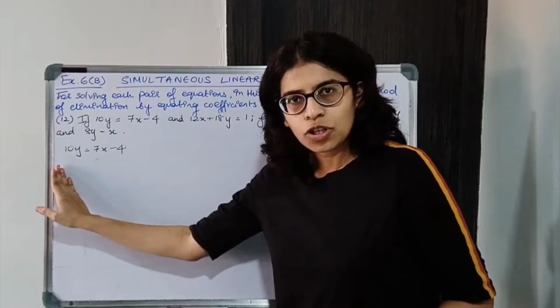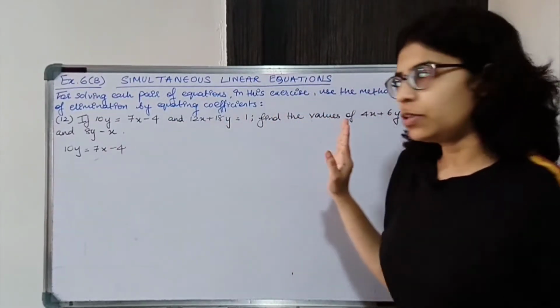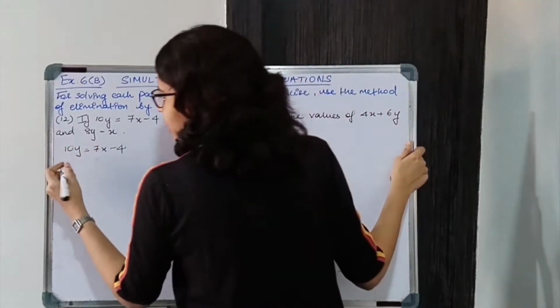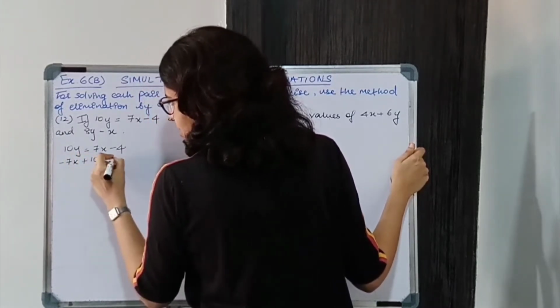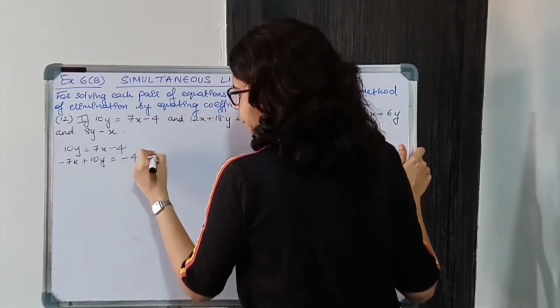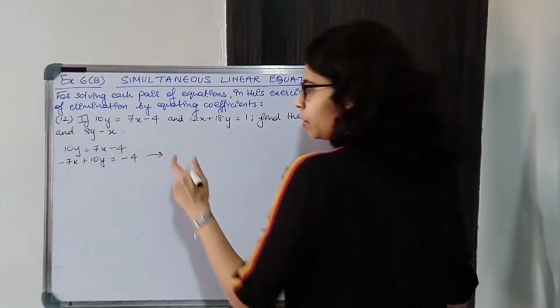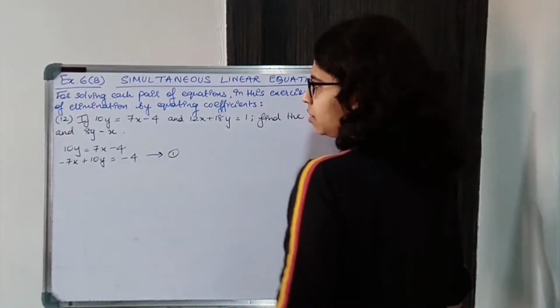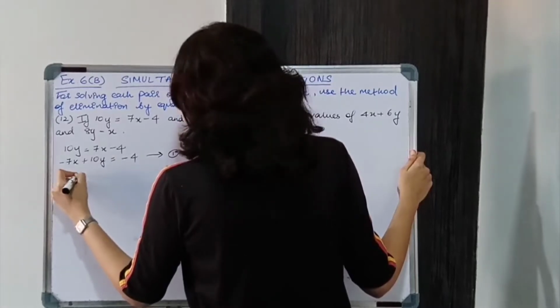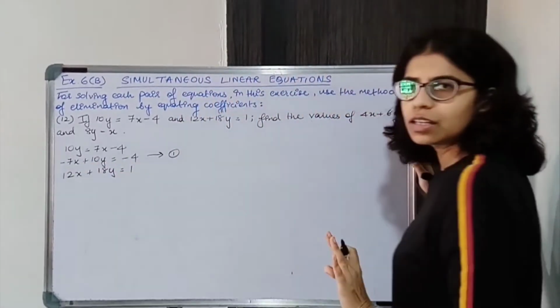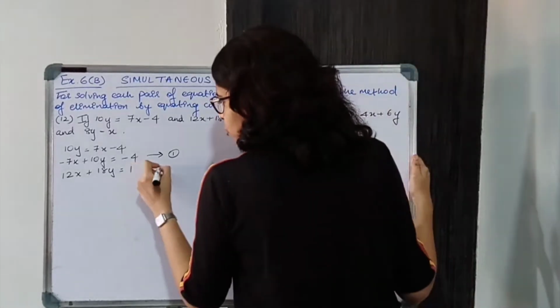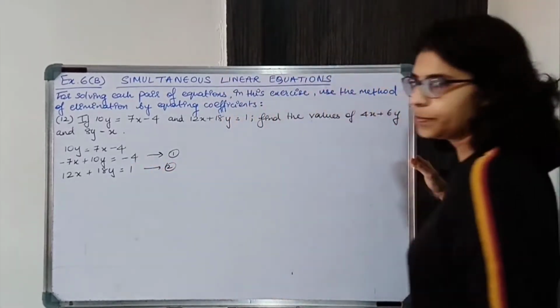Variables in LHS and number in RHS. So this we'll shift in LHS. So minus 7x हो जाएगा, 10y as it is equal to minus 4. So now it is in the required form. Mark this as 1. This equation 12x plus 18y is equal to 1 is already in the required form. Mark this as 2.